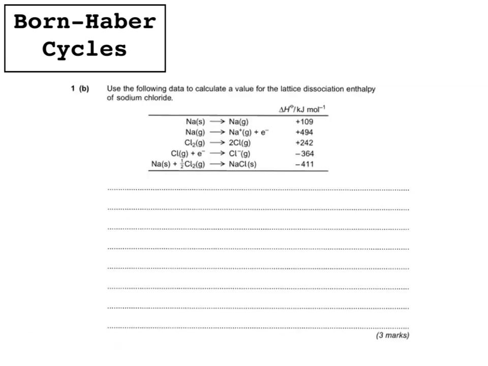So let's have a look at a few past exam questions. In this one it says use the following data to calculate a value for the lattice dissociation enthalpy of sodium chloride. So we're looking at a lattice dissociation enthalpy. So we're going to use a Born-Haber cycle in this case.